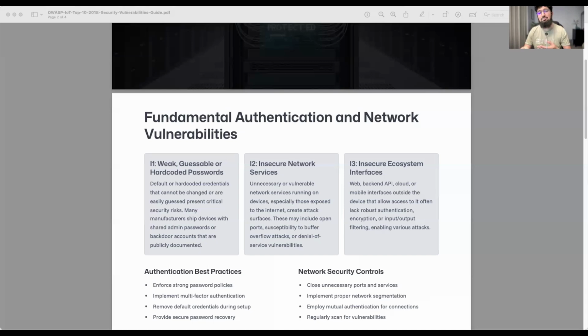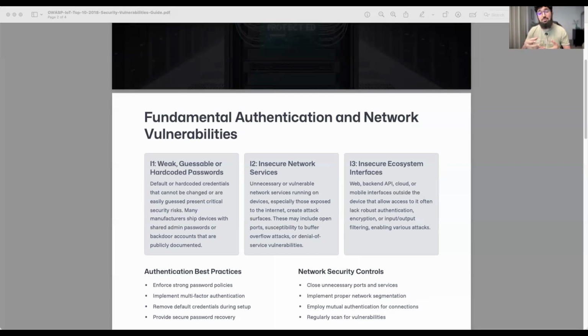So the key interface types with vulnerabilities can be web interfaces, mobile interfaces, and cloud interfaces. Talking about web interfaces, XSS, cross-site scripting, is one of the things that can occur, and SQL injection can also occur from the web interface. From the mobile application, insecure data storage, lack of binary protection, and hard-coded credentials. From cloud APIs, inadequate authentication, missing authorization checks, and excessive data exposure.